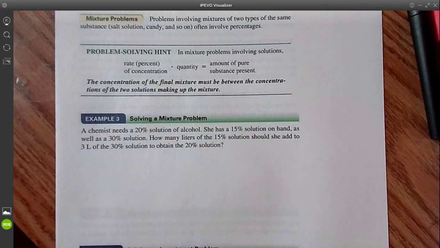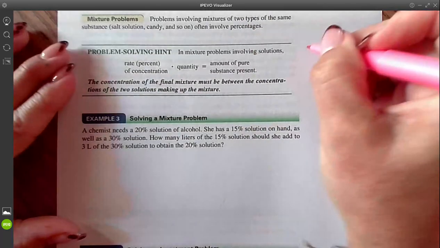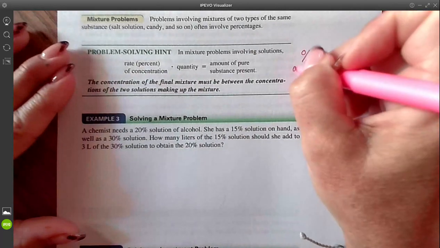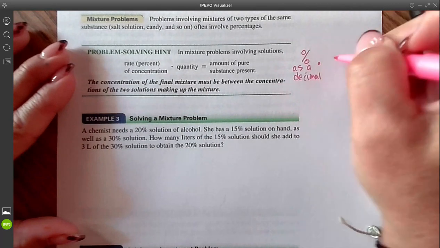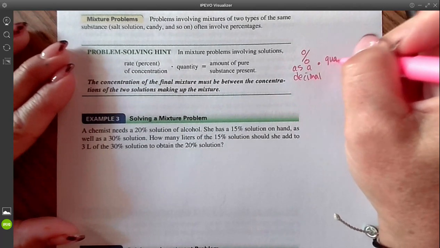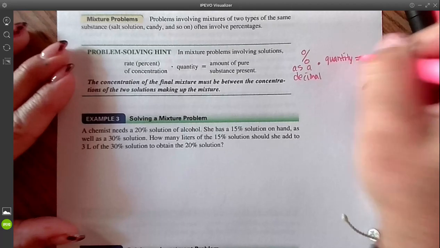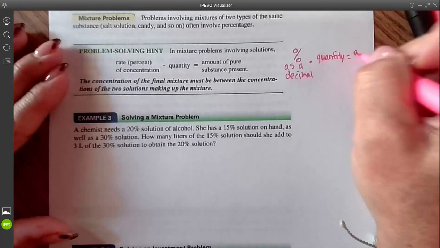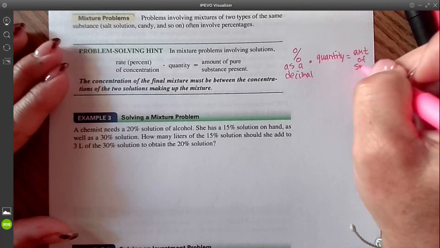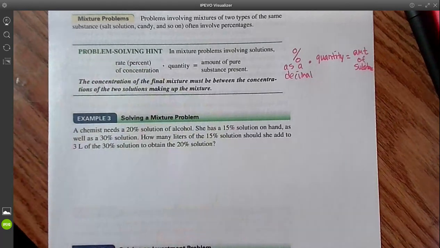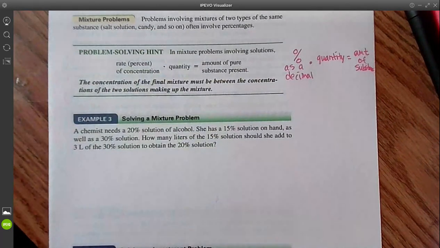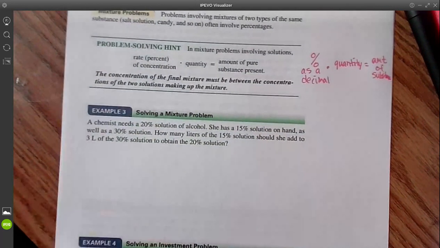So we're going to take our percent as a decimal times the quantity that we have, or number of liters, and that's going to be the amount of that substance, whether it's acid, money, whatever it is. The concentration, this is just a hint, the concentration of the final mixture has to be between the concentrations of the two solutions.